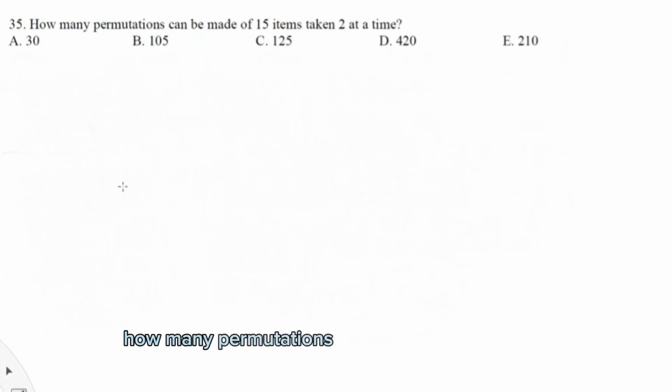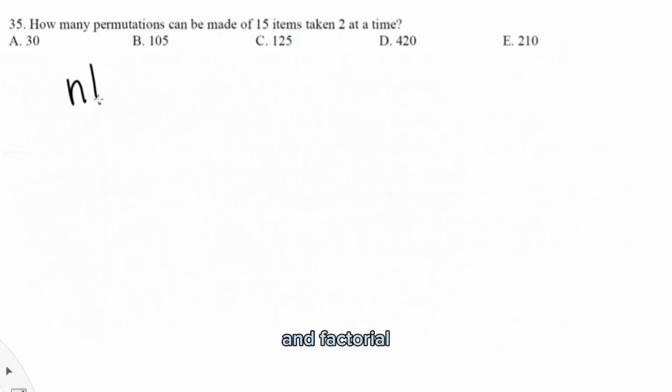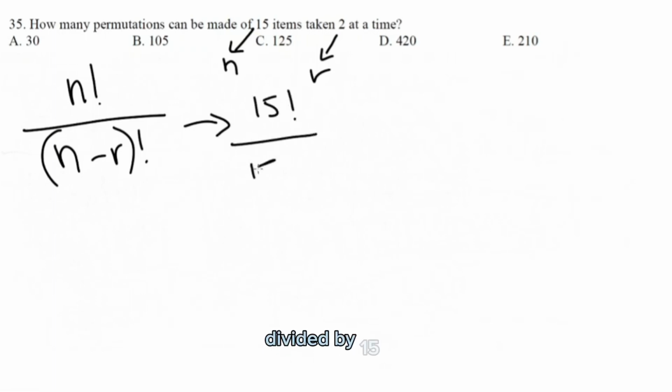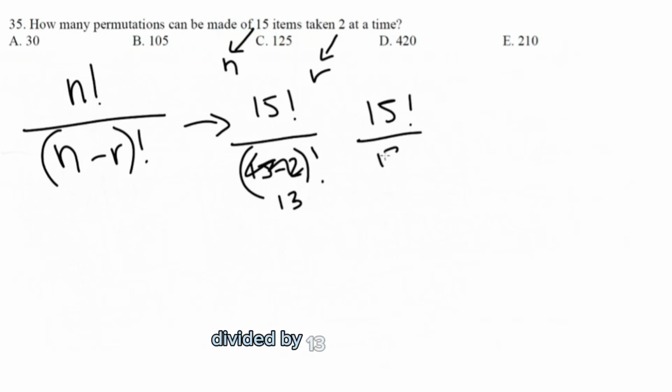How many permutations can be made of 15 items taken 2 at a time? Alright, so this is a permutation problem. The formula for solving permutation problems is n factorial divided by n minus r factorial. In this case, our n value is 15, and our r value is 2. So this becomes 15 factorial divided by 15 minus 2 factorial, which is just 13. So it becomes 15 factorial divided by 13 factorial.